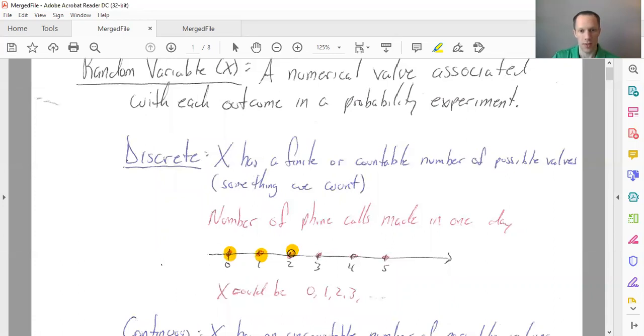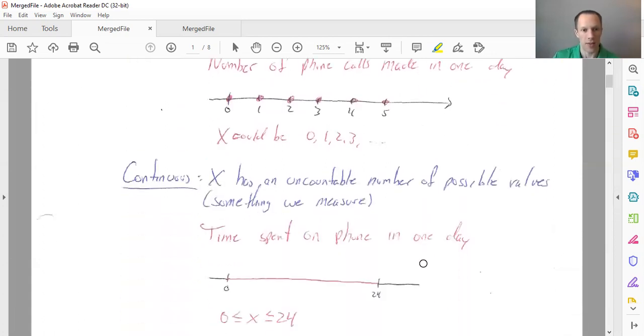So if we look at somebody's phone log for the past 24 hours and count how many phone calls they've made, it could be 0 phone calls, it could be 1, it could be 2, it could be 3, 4, 5, 6, and so on. You would just get these distinct dots on the number line. You can't have somebody who made 3.6 phone calls in the last 24 hours or 4.1 phone calls. It doesn't work that way. You just get 0, 1, 2, 3, 4, or 5. So you're counting, you're getting these distinct dots on the number line.